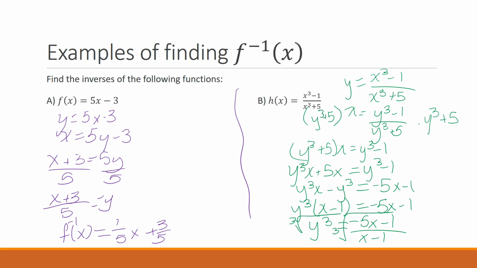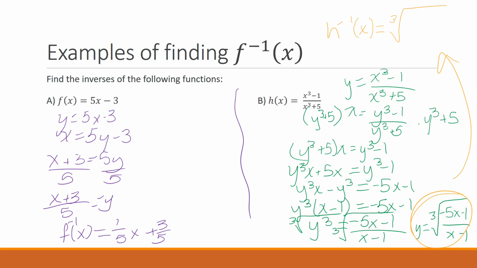Getting a little squished here, but we get y is equal to the cube root of -5x minus 1 all over x minus 1. And no, I can't cancel anything in here. So back into function notation, which I will do up here, we have h inverse of x is equal to the cube root of -5x minus 1 all over x minus 1.